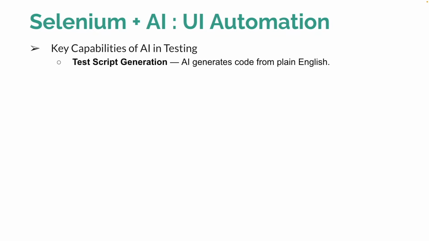The very first key capability is test script generation, and this is huge. As a test automation engineer, if you are not using AI, what will you do? First, you will learn Java. That is still required. AI is not eliminating your requirement of learning, correct? You need to learn Java or Python, whatever you are using with Selenium. Then you need to learn Selenium, right? Then you need to learn the framework. Then you will be able to generate your test scripts.